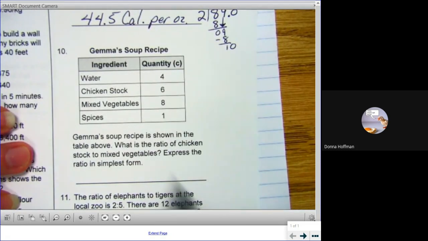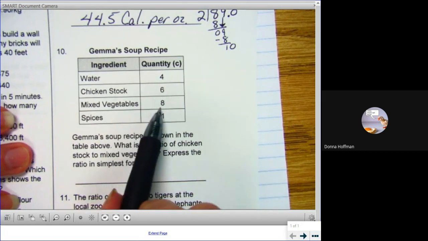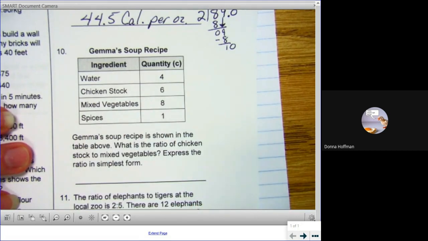Gemma's soup recipe: water, 4 cups; chicken stock, 6 cups; mixed vegetables, 8 cups; and spices. Ooh, 1 cup of spices, that's a lot. I wonder who writes these things. What is the ratio of chicken stock to mixed vegetables? Express the ratio in simplest form.